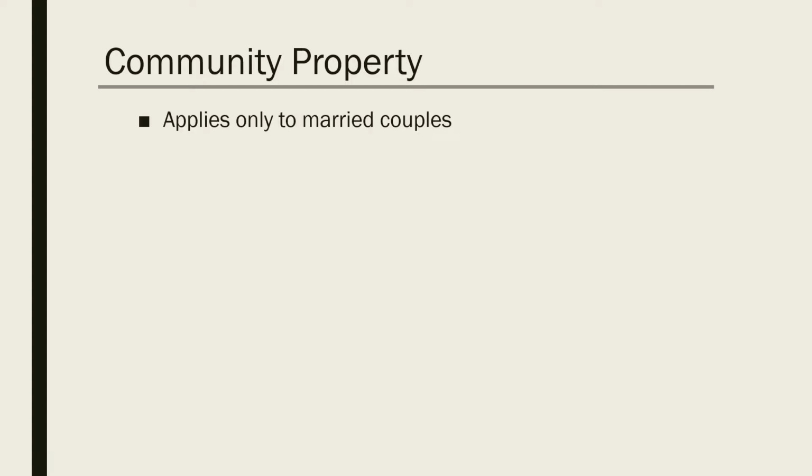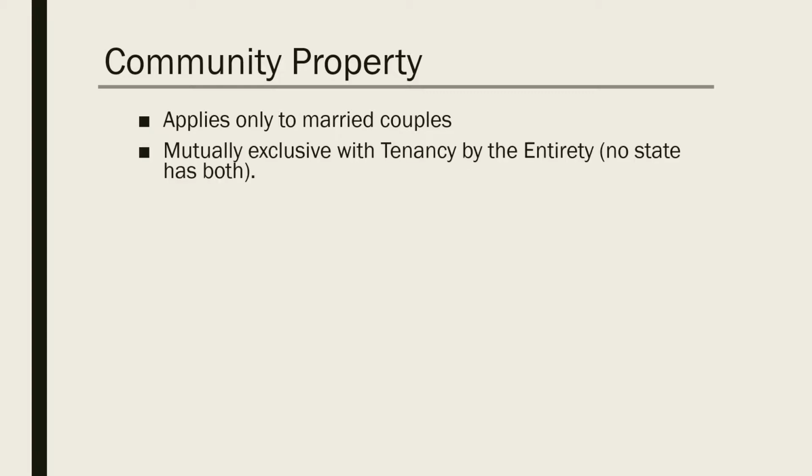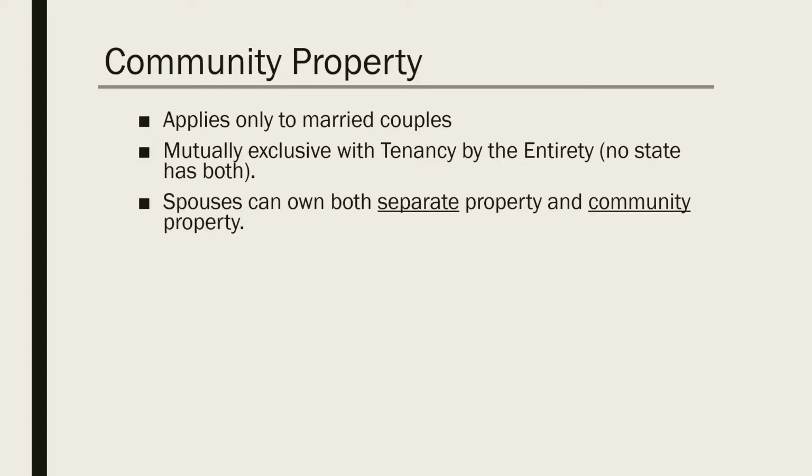First, community property applies only to married couples. Single individuals simply can't own community property. Second, community property is mutually exclusive with tenancy by the entirety. In other words, no state has both community property and tenancy by the entirety. They are simply 2 different forms of marital property ownership, and they are exclusive of one another.